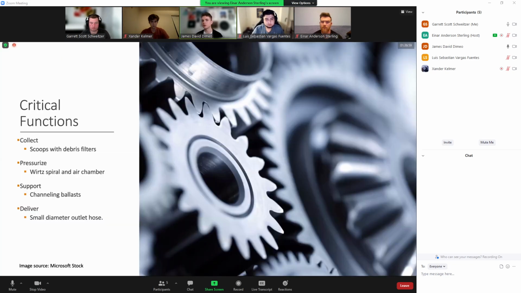For our critical functions, we have collect, and this happens as the wheel rotates: scoops with small debris filters funnel water into the hose. The water is then pressurized by the motion of the wheel and spiral hoses, where water is then forced into the main pipe/axle. That water is then emptied into the air pressure chamber, where compressed air is leveraged to generate more pressure to force water up a smaller outlet hose.